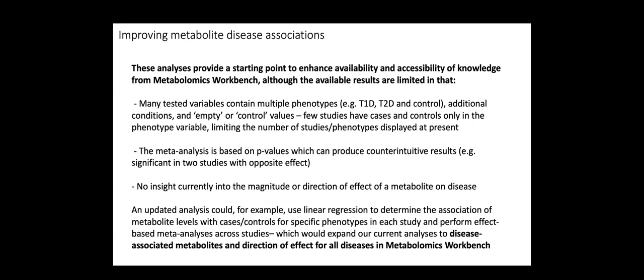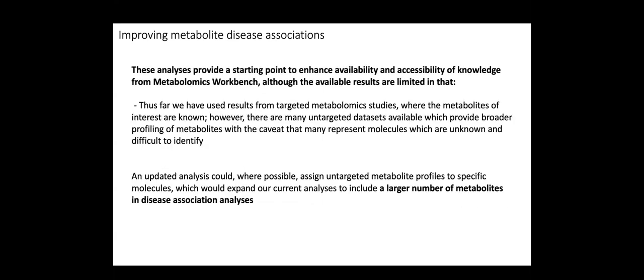For example, to change the types of analyses we do so that it provides effect size and direction, as opposed to just p-values, as well as maybe thinking about untargeted metabolite data, where the metabolite is a bit less clear, but it's a larger set of metabolites you could profile. So thinking about how we can move beyond just targeted data, which is what we've used to date, where you know the metabolite, to thinking about how we can incorporate untargeted data sets in these analyses as well.